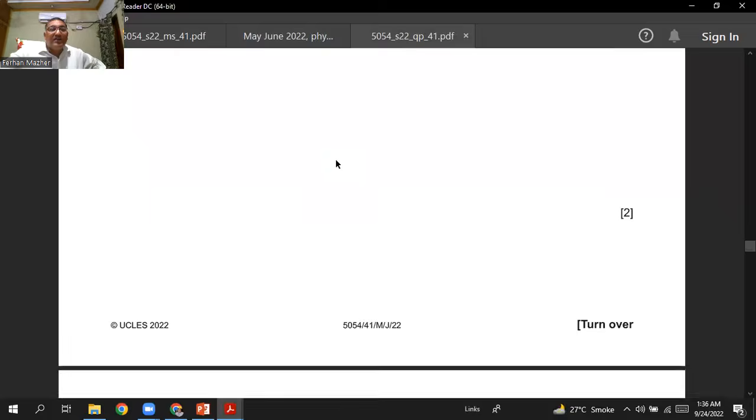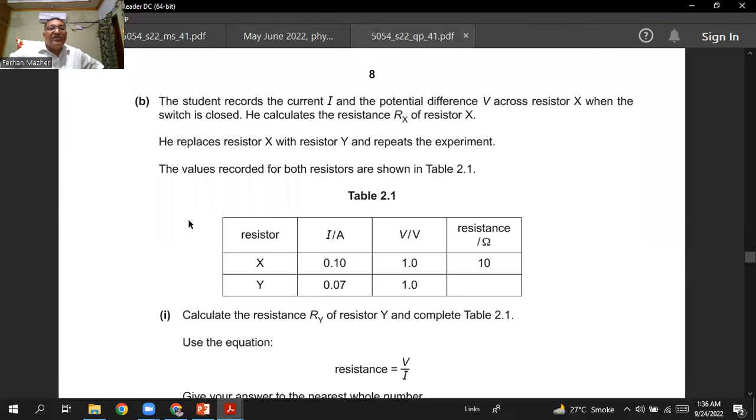Okay, so we are now going to the next question. The student records the current I and the potential difference V across the resistor X when the switch is closed. He calculates the resistance Rx of the resistor X. He replaces the resistor X with the resistor Y and repeats the experiment. The values recorded for both resistors are shown in table 2.1. So this is the table 2.1.